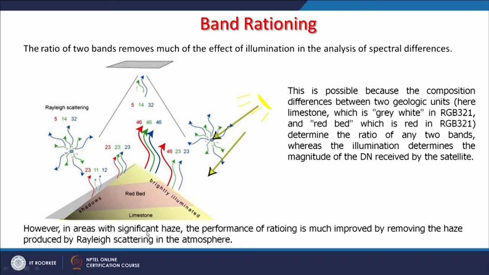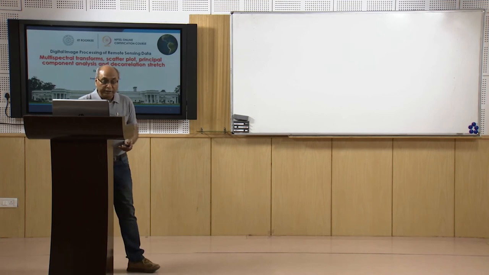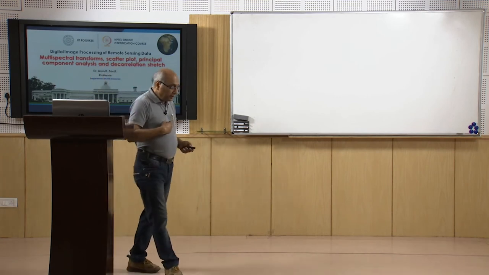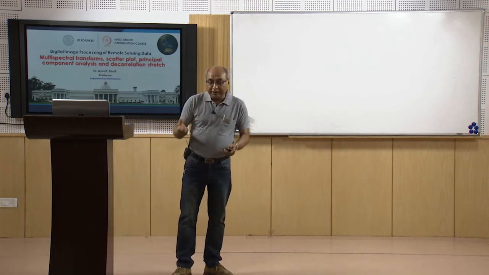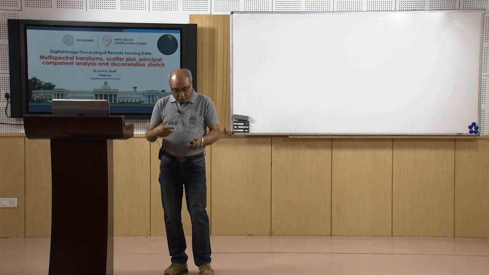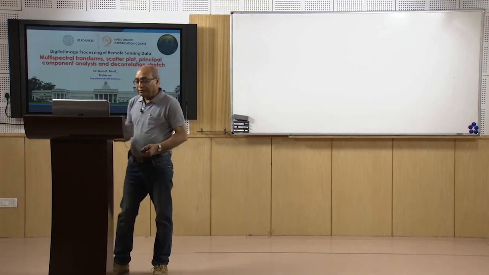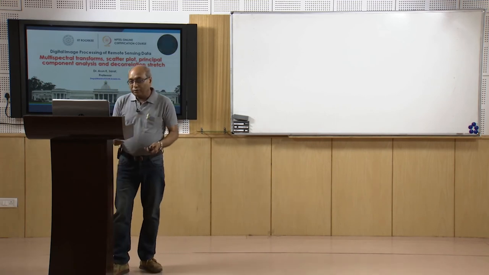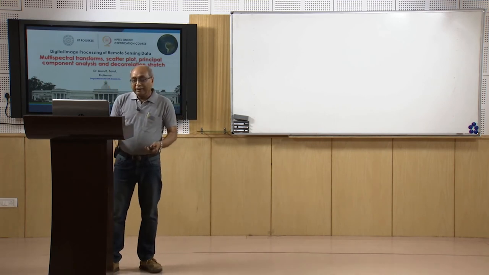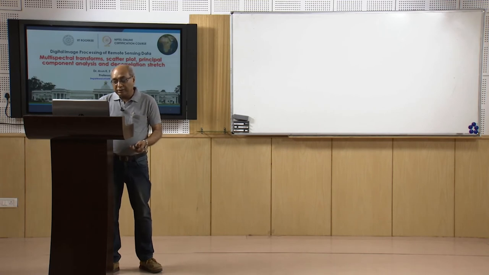However, in areas with significant haze, the performance of the ratio is much improved by removing the haze produced by Rayleigh scattering in the atmosphere. And therefore, when we find that there is haze, we can again employ band ratioing to improve our images. So the product image, the ratio image, will have less effect of scattering, because that is causing the haze.